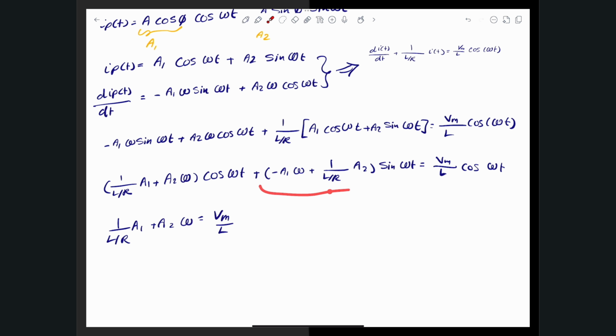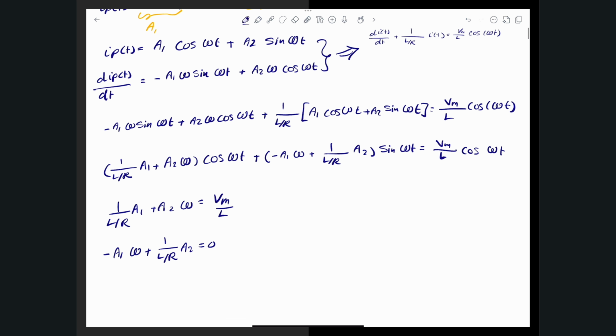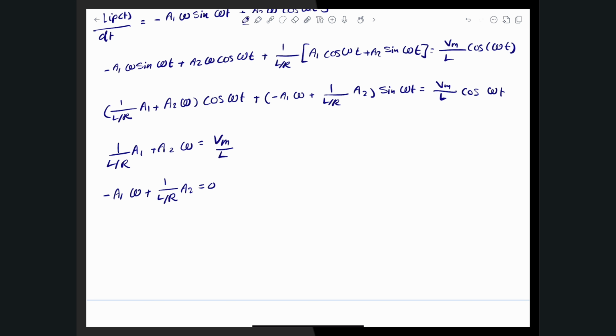Similarly, we can say that this here is a sine, and on the other side there's no sine, so this here should be equal to 0. So what we can say is negative A1 omega plus (1/L)R A2 should be equal to 0. So these are two equations with two unknowns, and our goal is to find what A1 and A2 are. With a little bit of cleaning, and a solution, we'll end up with the following.